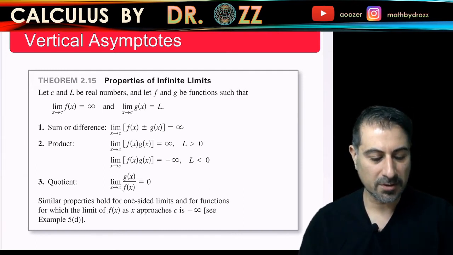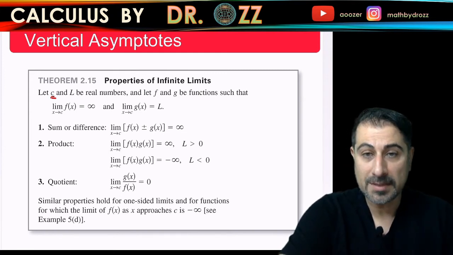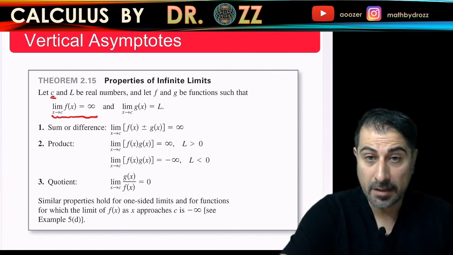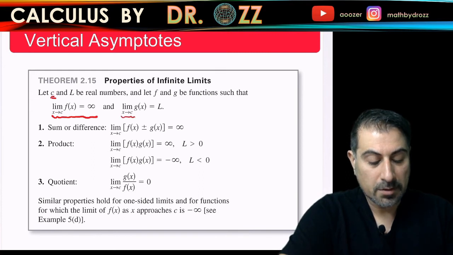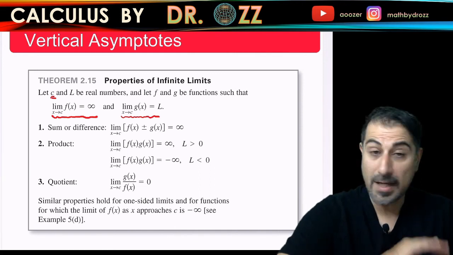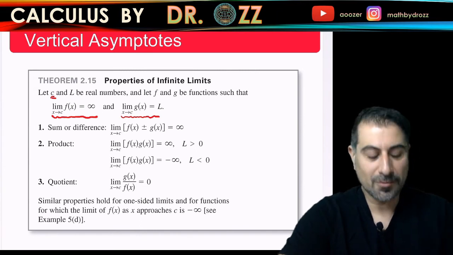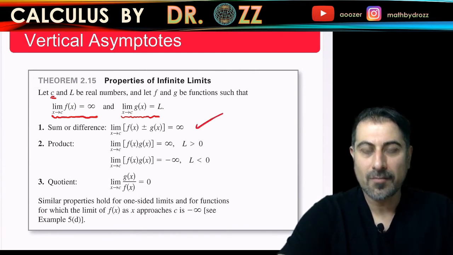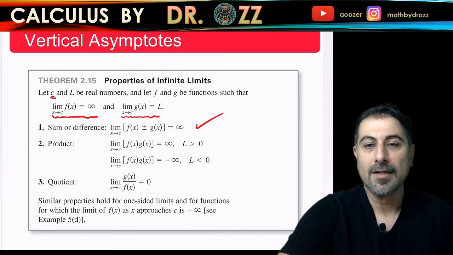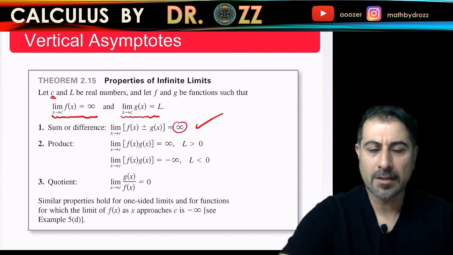All right, our final discussion is about the properties of infinite limits. Let's say we have 2 functions f and g, and the limit point is c. The limit of f as x approaches c is infinity, and the limit of g as x approaches c is just some number L. Not infinity, but some number L. We're looking at the limit of the sum or difference of the 2 functions in the first case. The limit of f is infinity, the limit of g is a finite number L. So infinity plus L is going to take you to infinity. That's the logic behind it.